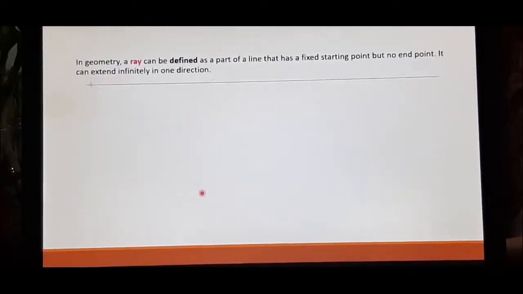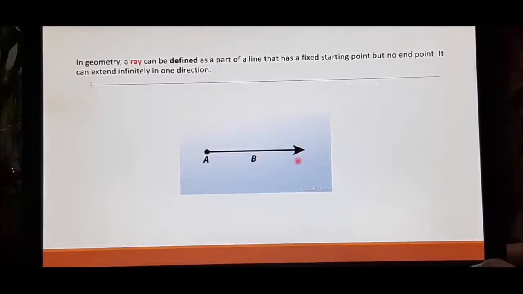Next one is ray. A ray can be defined as a part of a line that has a fixed starting point but no endpoint, and it can extend infinitely in one direction. See, a line segment has 2 endpoints, but a ray, again it is also a part of a line, but it can extend only in one direction, since it has a starting point but no endpoint. So a ray is represented in this way. It has one endpoint and on the other side it has no endpoint.